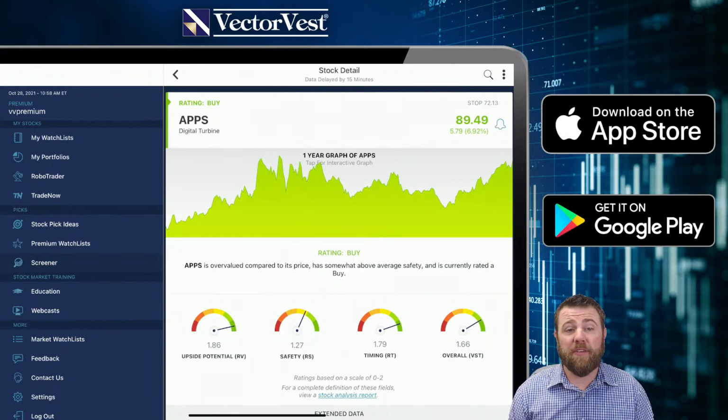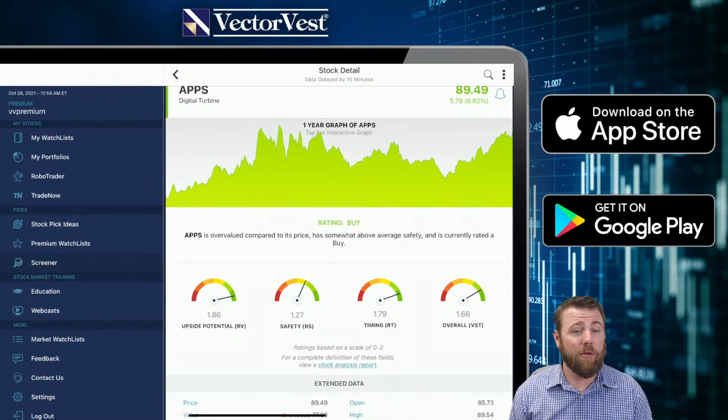Another way to keep it simple and remember it, it's just simply an indicator of risk. So above 1 tells us that there's less risk involved with the stock, and below 1 would tell us that there's more risk involved with the stock. So with apps at 1.27, that clearly shows that there's less risk involved with this stock compared to the average stock out there. And then the third indicator is the RT or relative timing.